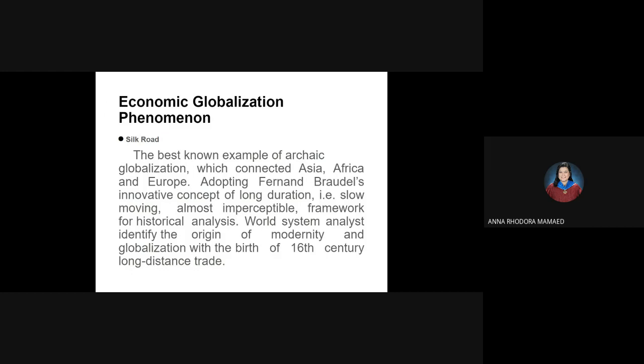The silk had a huge effect on society. As the market grew, more and more people moved into silk production. It was adopted from Fernand Braudel's innovative concept of long duration, or slow-moving, world system analysis in the 16th century.